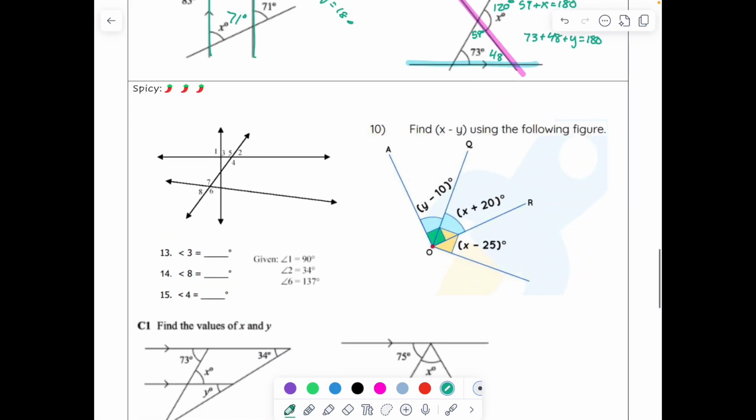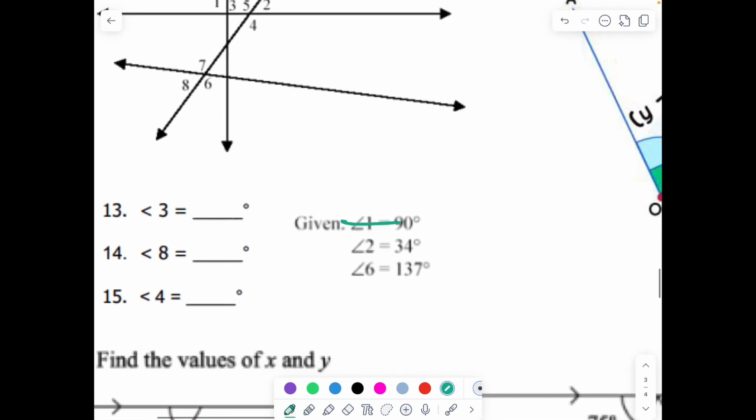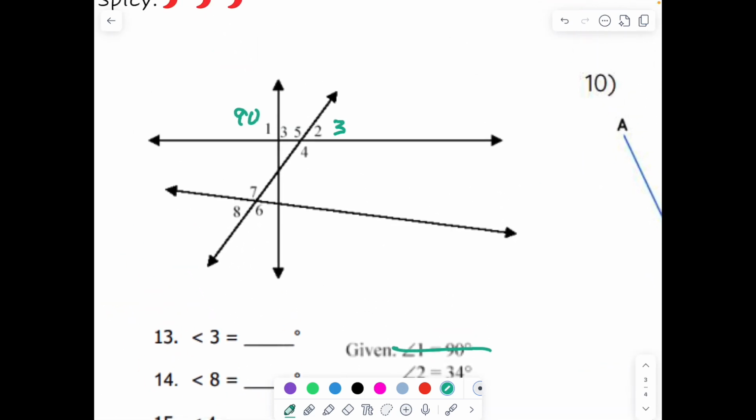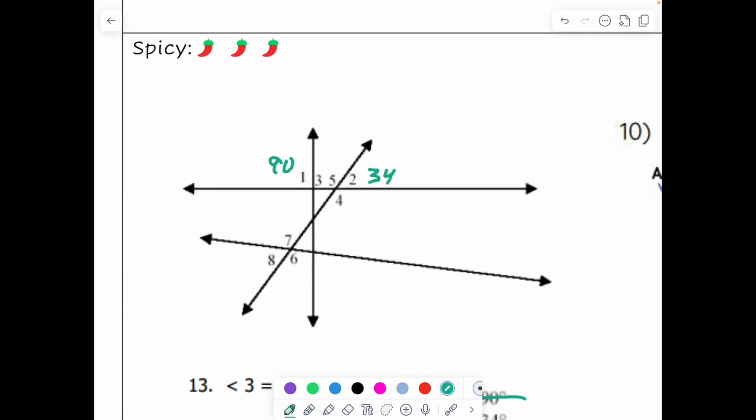All right, we're supposed to fill in all these angles, but we're given a little bit of information. Angle 1 is 90 degrees. Angle 2 is 34. And then angle 6 is 137. All right, so we don't have any parallel lines here. So we're not gonna be doing any alternate interior or same side exterior, any of that, okay?